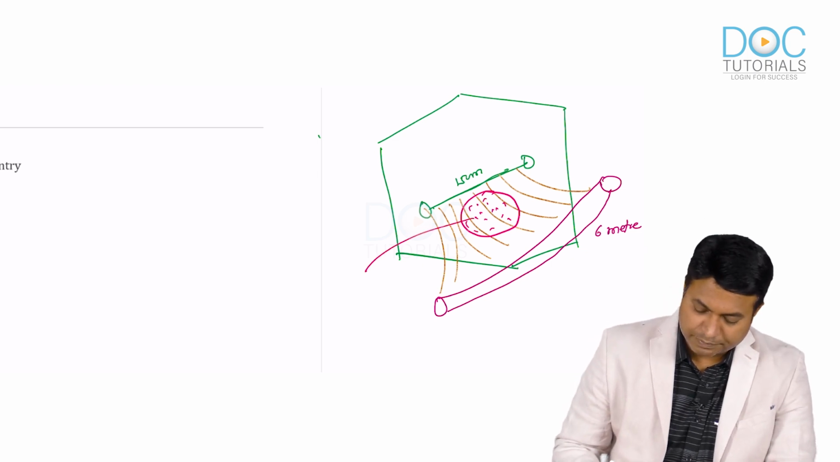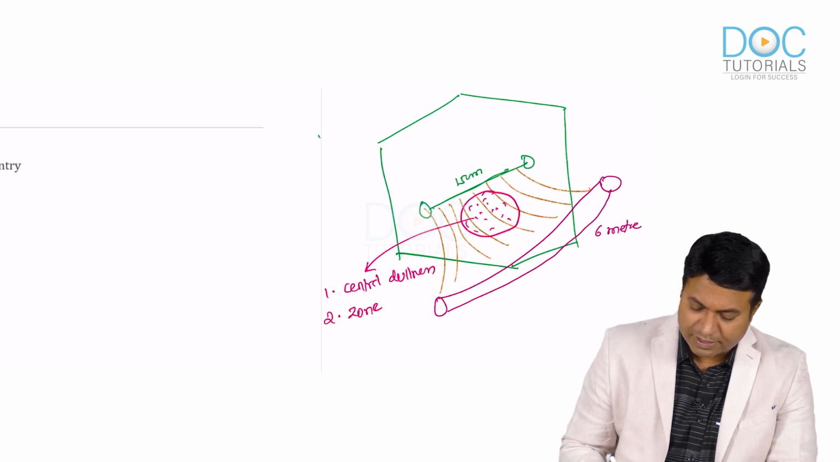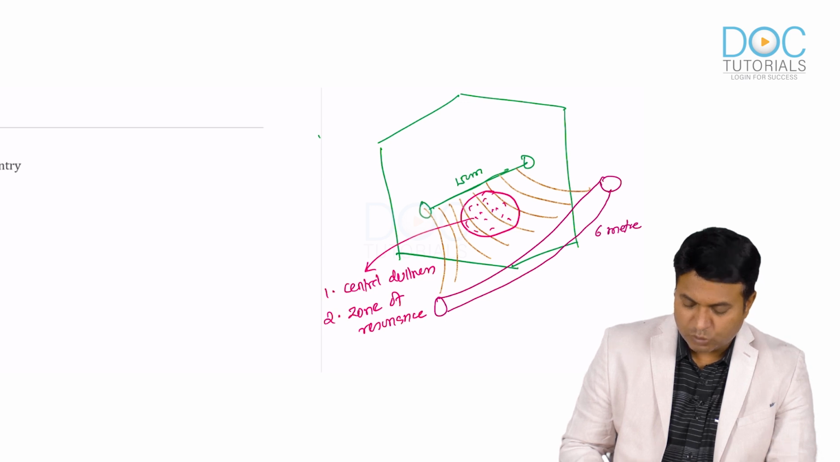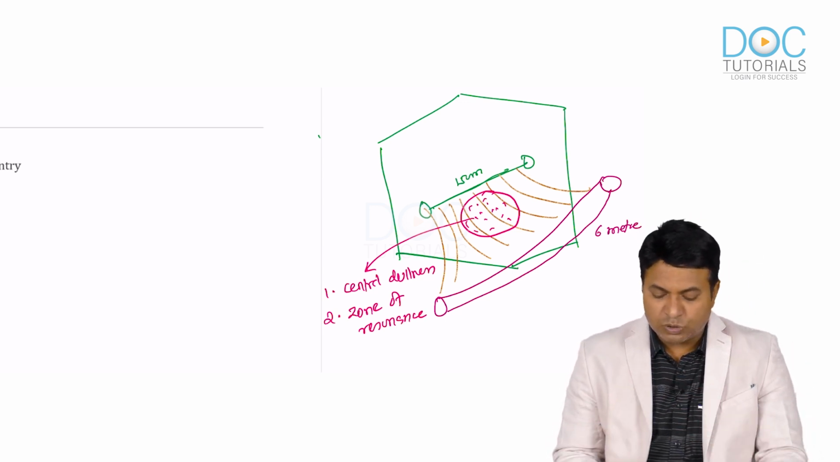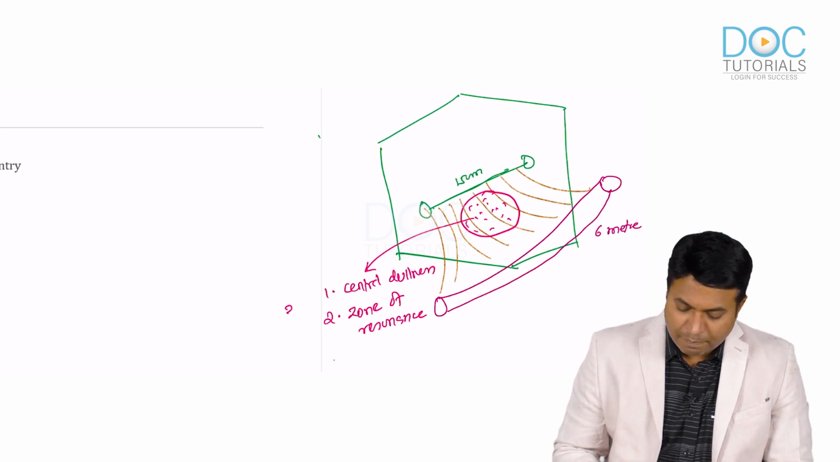Number one, central dullness. Number two, zone of resonance around. Because of the fluid containing cyst, there will be central dullness surrounded by zone of resonance. And number three is known as Tilak sign. What does Tilak sign mean?